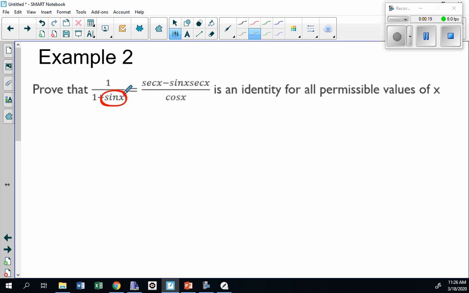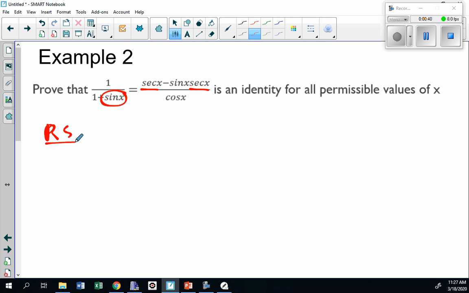We've just got sine x. The right side, though, has a secant x in there, another secant x. So maybe that's the side we can start simplifying. Now, it might be really tempting to turn the secant into 1 over cosine, but that might not be the best step to start.